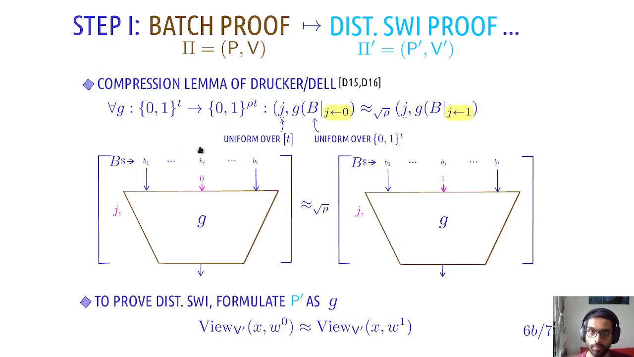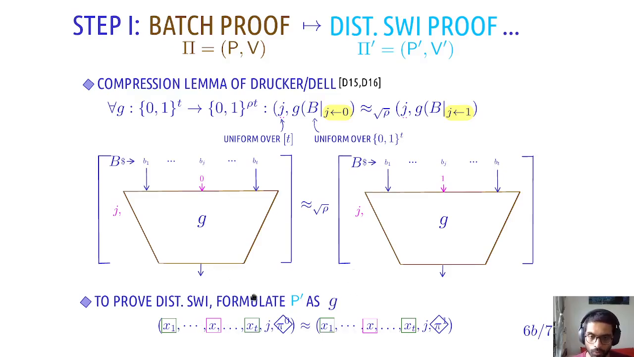We will use this lemma to prove distributional SWI. The idea is to simply formulate the prover P prime, which we saw in the previous slide, as a function G. Recall that for showing distributional SWI, we need to show that the expected distance of the two views of the verifier is square root rho.